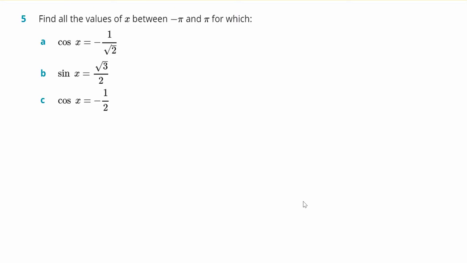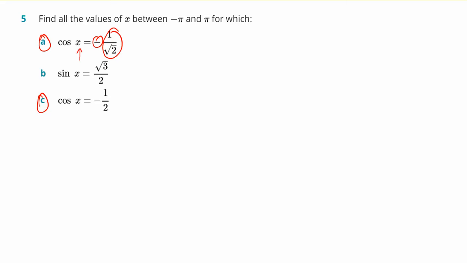We're going to look at exercise 14H, question 5a and c. Okay, so we're trying to solve these trig equations. So the first one, we want cos of x equals -1 on root 2. Now all the negative tells you is quadrants, and what the value tells you is what your angle is.